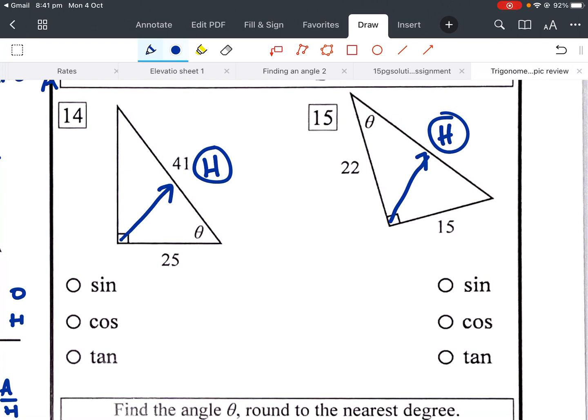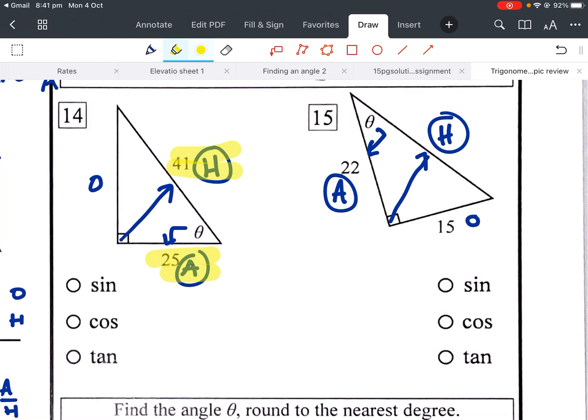Now label the other two sides. Right next to the theta angle is the adjacent. Right next to the theta angle is the adjacent. And then the third side that's left is opposite. So what you have to do is figure out where are the numbers and what sides are they on. So here, for example, I got a highlighter. I've got a 25 on the A, and I've got a 41 on the H.